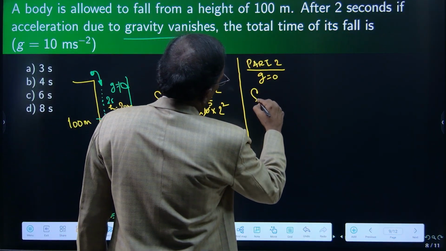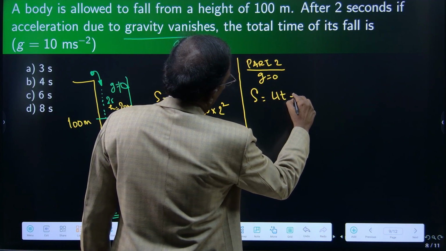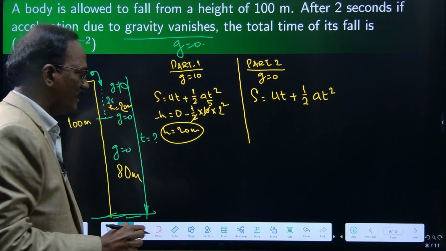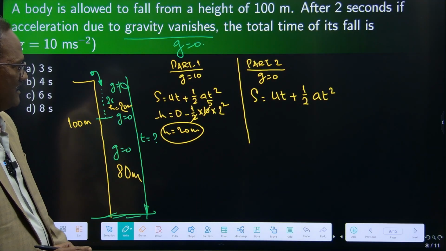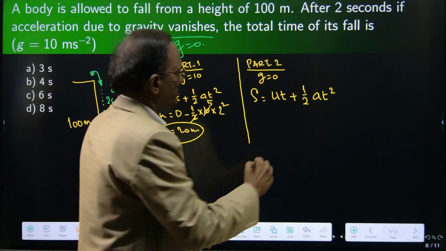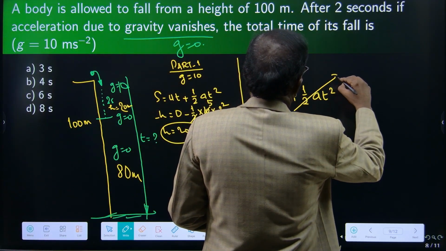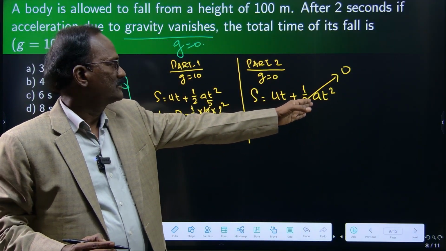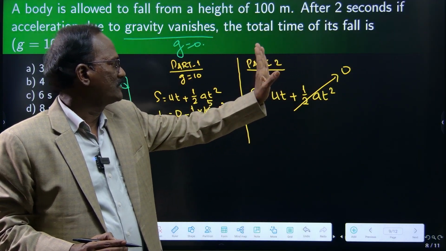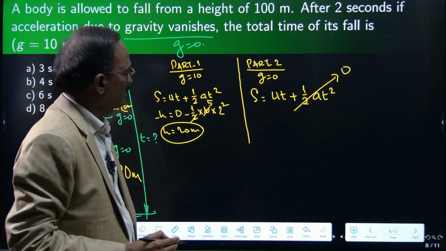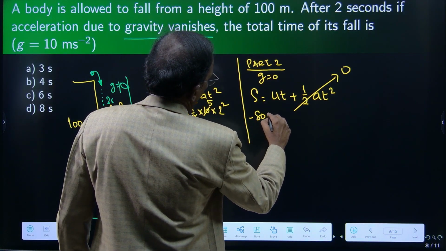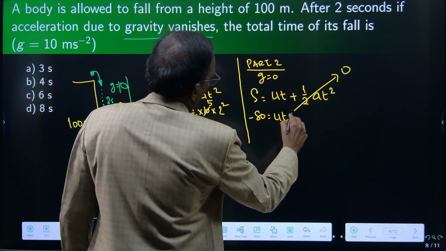s is equal to ut plus half a t square. This time we have to find. So g is equal to 0, so this part will be 0. g is equal to 0, right? So instead of a, if you write g, g is equal to 0. s is equal to ut only. s is 80 meter, so 80 is equal to u into t.